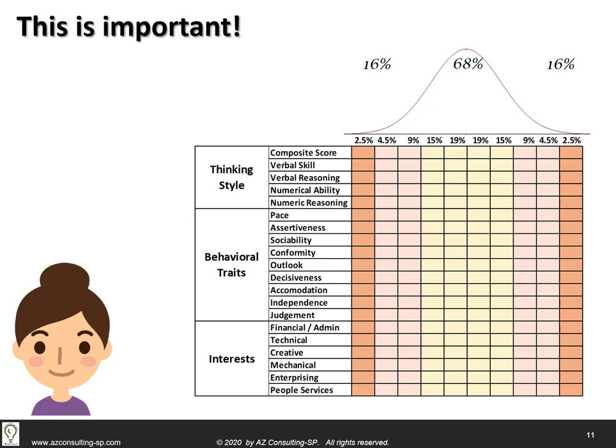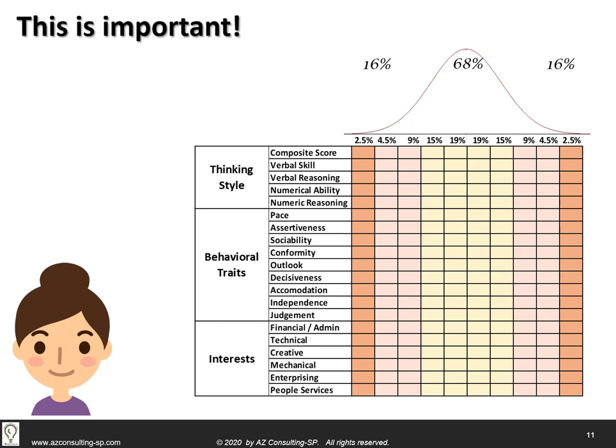When you land within the 68% curve for any of these measured skills, you're considered to have a common trait with most of the people at work. Now, if you land on either ends where the 16% is on the curve, you're considered to be unique and less people are similar to the way you think or behave.